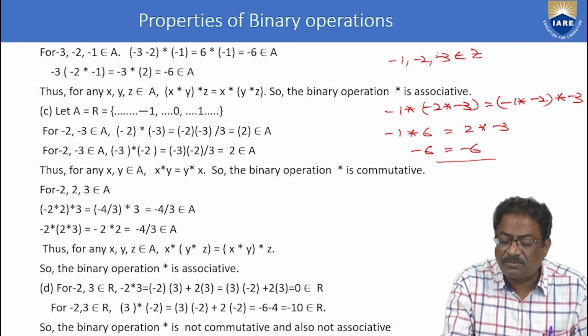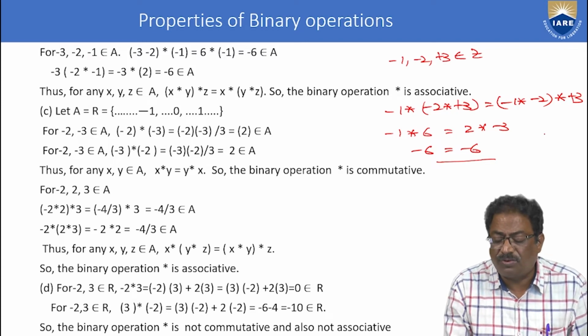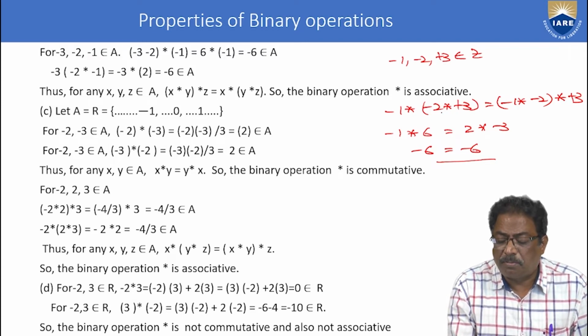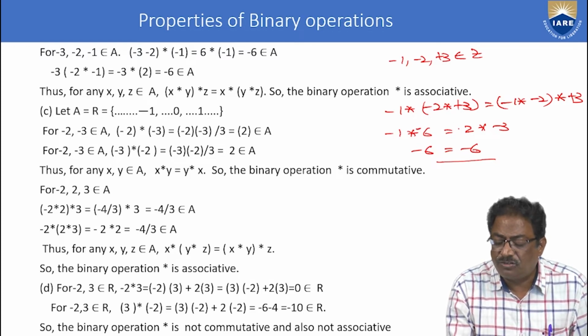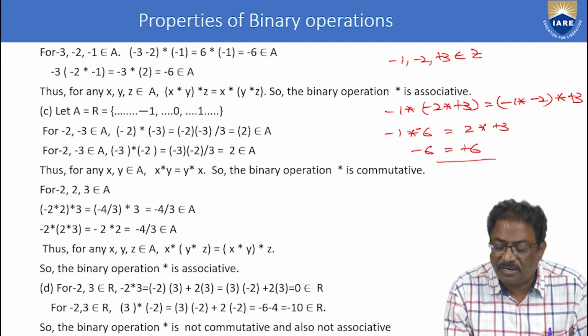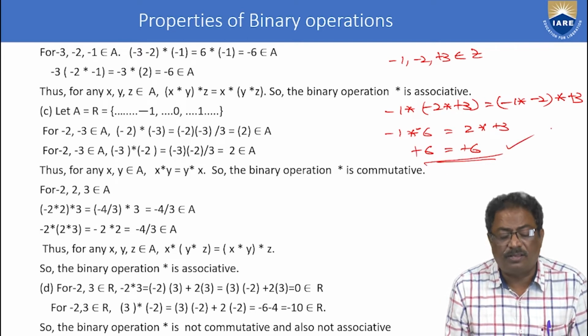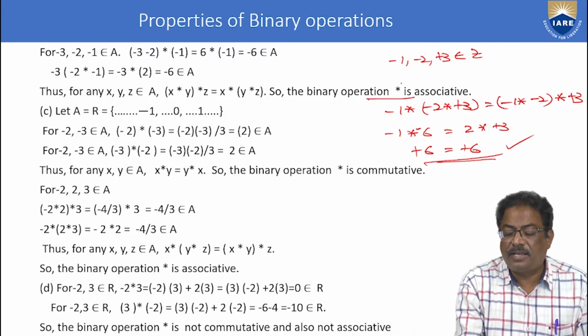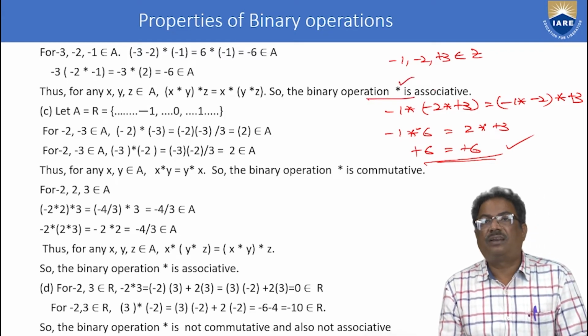Suppose I consider one of them positive, let us say I am just taking +3, just to verify. So it is -1 into -2, which is 2, and then it is +6. So what I am going to get is +6 on one side, and this is also +6. So it is satisfying. So we can say that the binary operation star is associative.